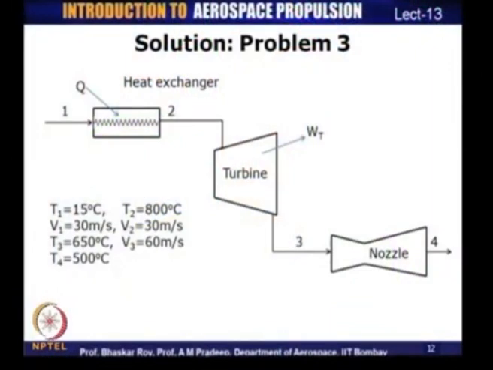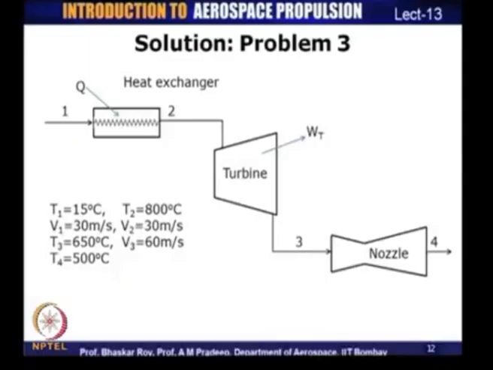So, if we were to illustrate this on a sketch, we have a heat exchanger which is operating between states 1 and 2, and there is a heat transfer into the heat exchanger at a rate of Q, and between states 2 and 3 there is a turbine which generates a net work output W t. The turbine exhaust at state 3 goes through a nozzle and comes out at state 4.